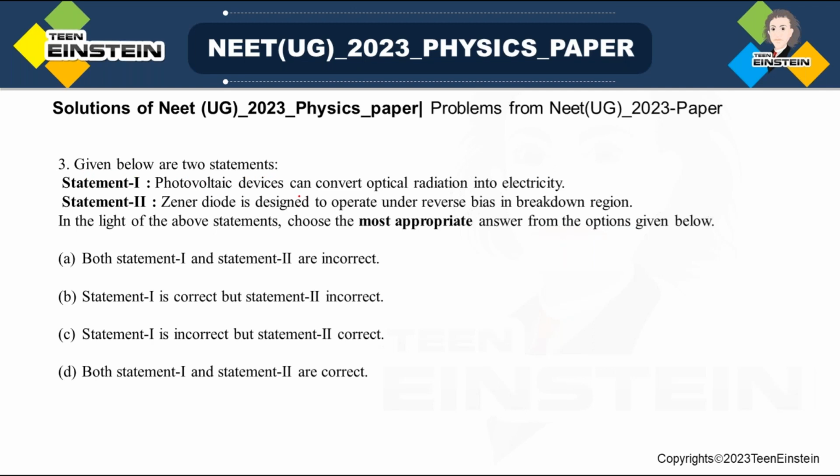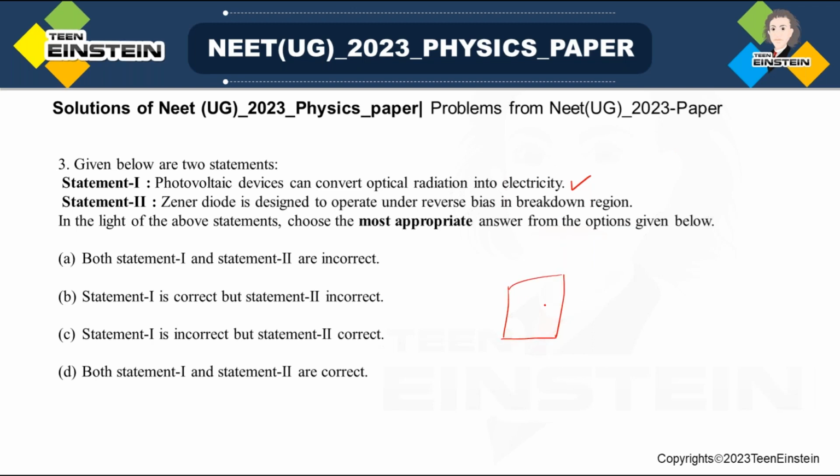Photovoltaic devices can convert optical radiation into electricity. This is correct. We know optical devices, actually, if you just think of a solar cell, there's a photovoltaic cell. Okay, that consists of a photovoltaic cell. What is the purpose of a photovoltaic cell?